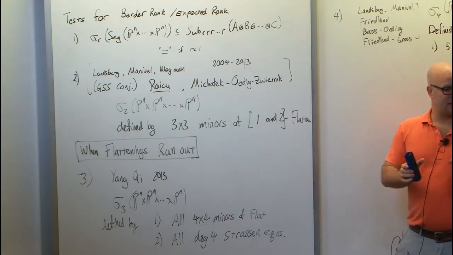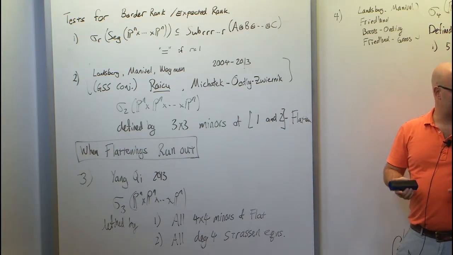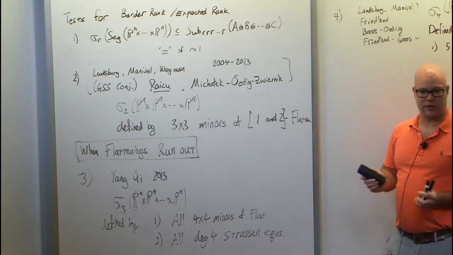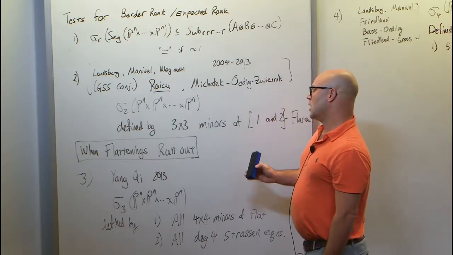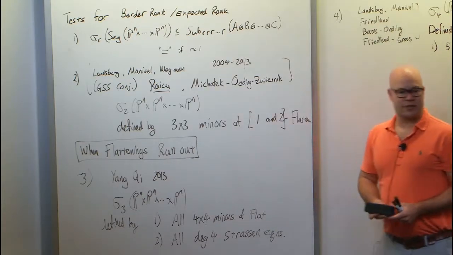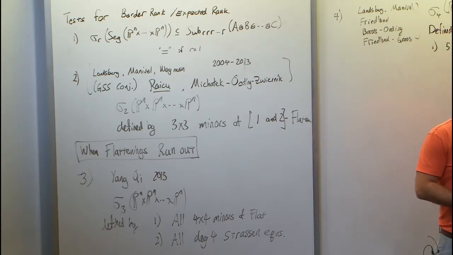So you actually need sometimes to collect two of the vector spaces on one side of the flattening, and not just one vector space on one side. Okay, but then what happens when flattenings run out? Flattenings are not the end of the story.